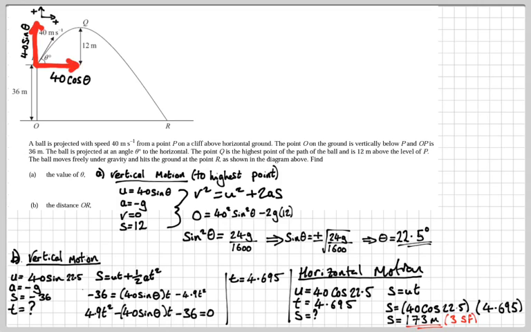My layout this time is a little bit cramped up. That's simply because I wanted to fit all of my working onto one page. But nonetheless, the actual structure that I've used is what you should try and emulate when you answer the questions yourself.